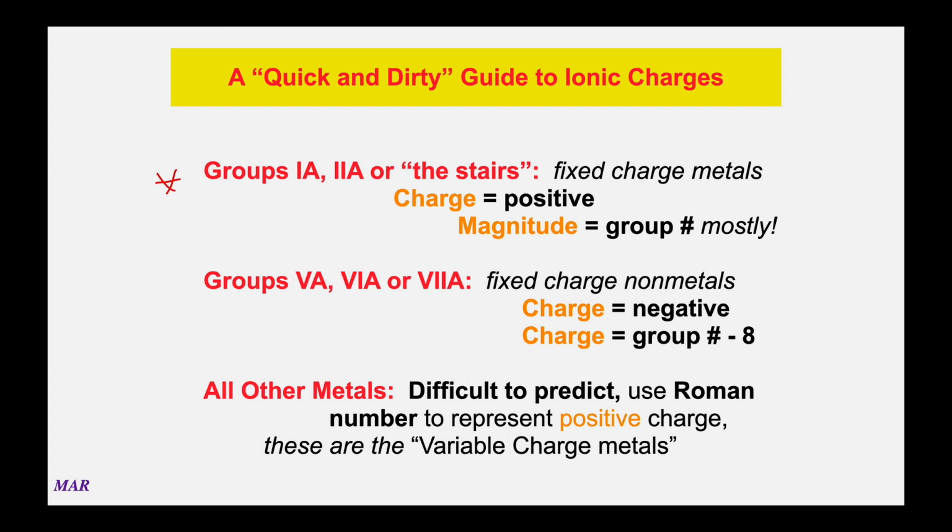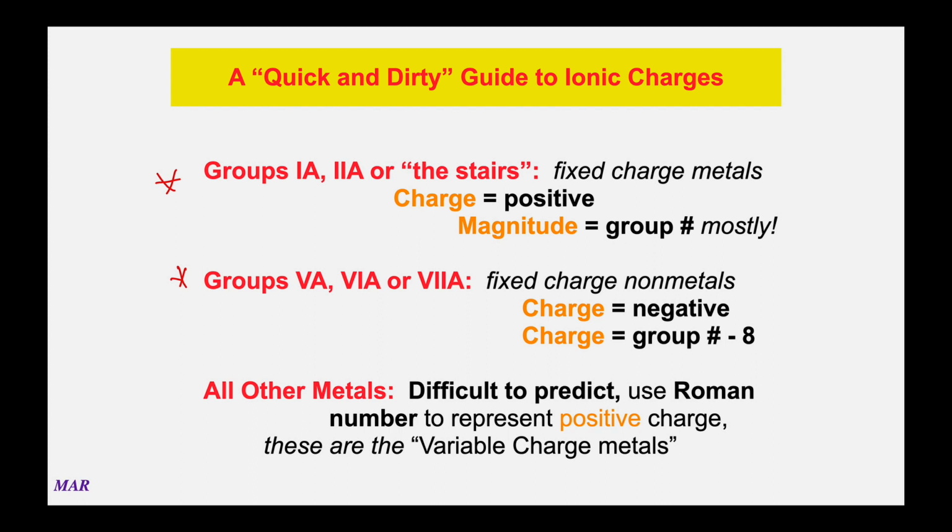Now, groups 5A, 6A, and 7A are the nonmetals, and those are always going to be negative, and you take the group number minus 8. That would also include, of course, carbon as carbide, but most of the time this works pretty well. So they're fixed charge nonmetals, and that's going to be important to us.